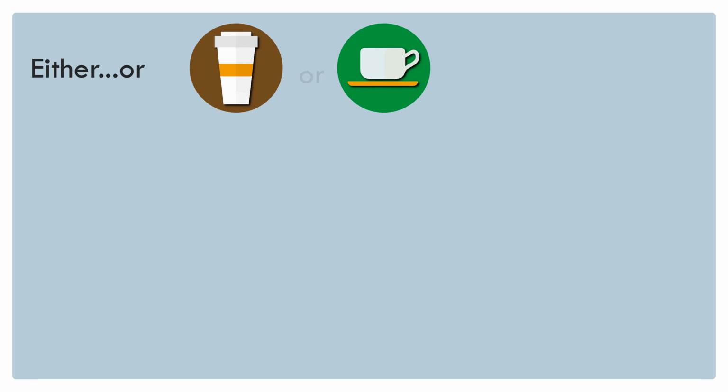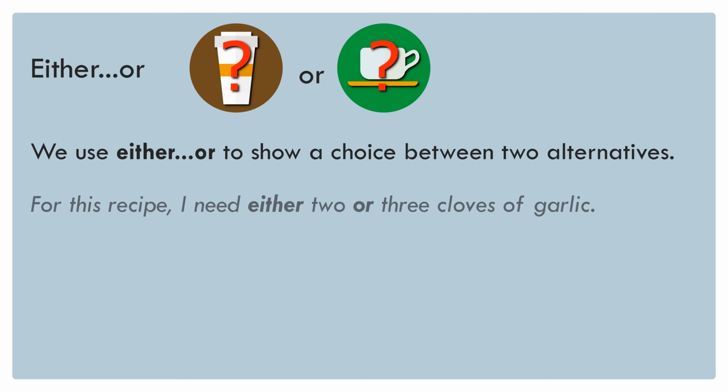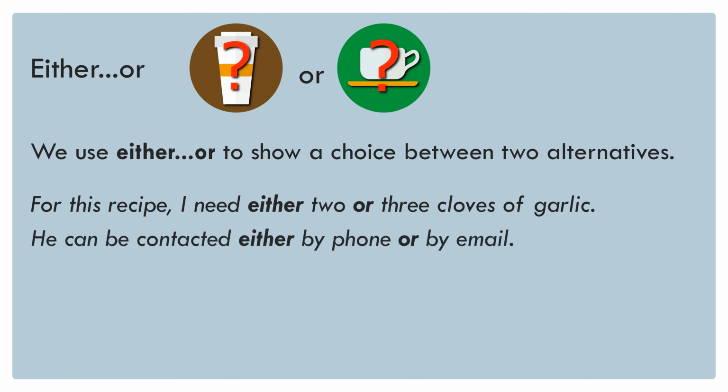Either...or. We use either...or to show a choice between two alternatives. For example, for this recipe, I need either 2 or 3 cloves of garlic. He can be contacted either by phone or by email.